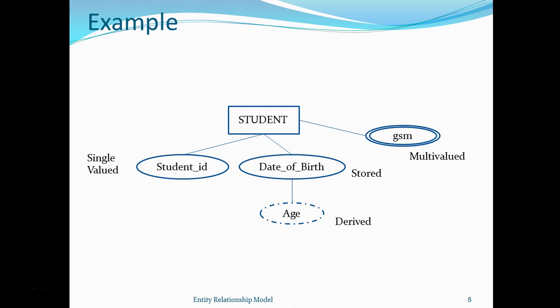Then we also have an attribute that is multi-valued, GSM, because a student may have multiple mobile phones, so it is multi-valued. A student is having only one ID, so it is single valued. So these are the symbols which we are using in our ER diagram to represent the different types of attributes.